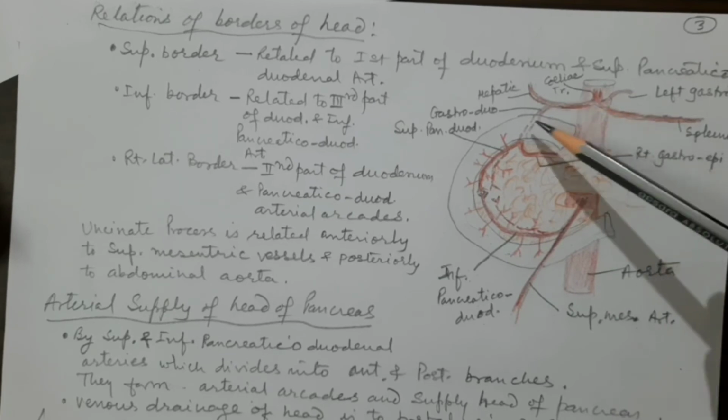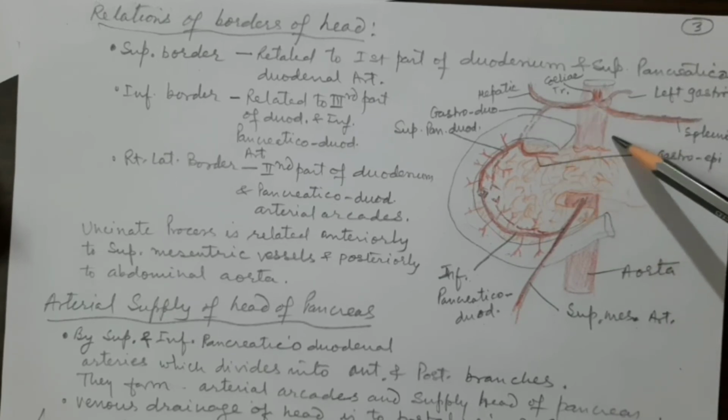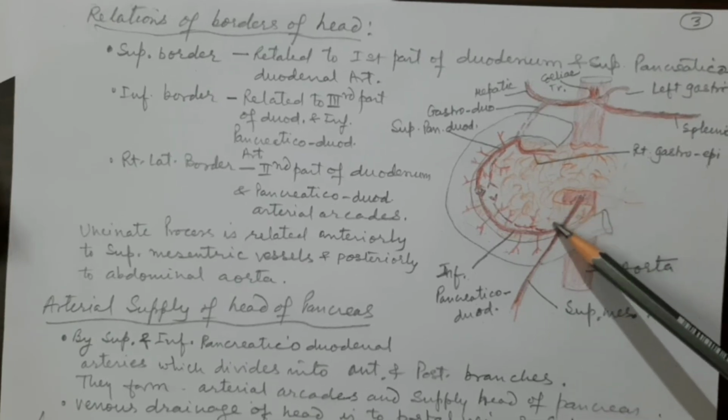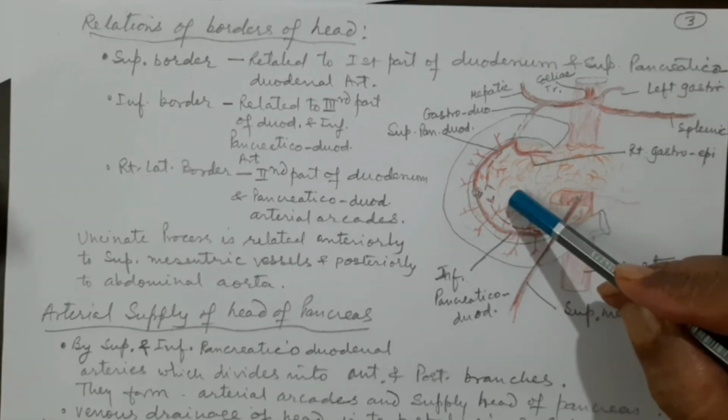Then here is the pyloric part of the stomach. This is the first part of the duodenum. Just here is the pyloric part of the stomach, and in that part also there are lymph nodes, what are called pyloric nodes, and it will go to the pyloric nodes also, and the group of lymph nodes which are located on the surface of the superior mesenteric vein, and this is called the superior mesenteric nodes. So the lymph will also go to the superior mesenteric nodes from the head.